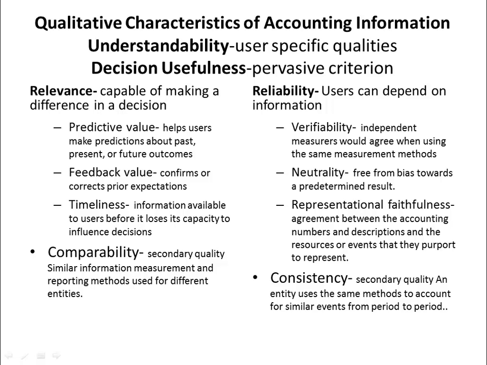Other things you have to look at, as far as whether the information is understandable and useful to the decision at hand, is whether the users can depend on that information. In other words, reliability. Is it reliable? To determine if it's reliable, it should be verifiable. In other words, independent measurers would agree on the same value using the same measurement methods.